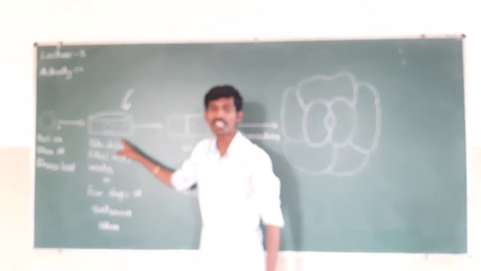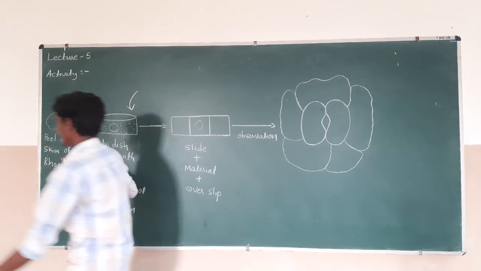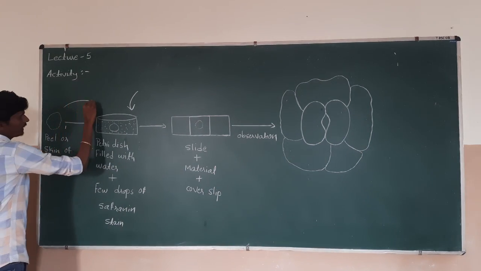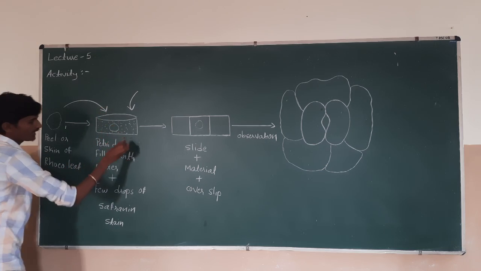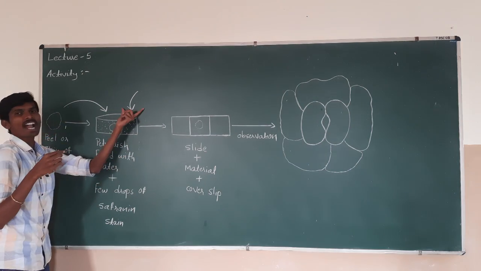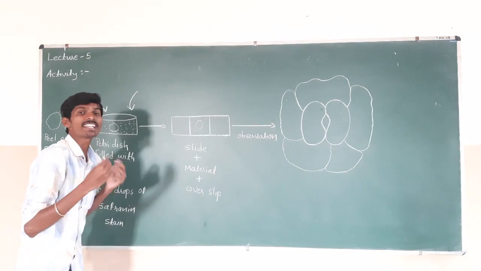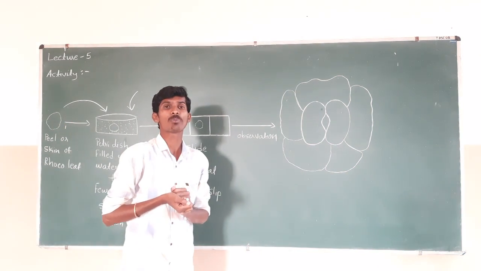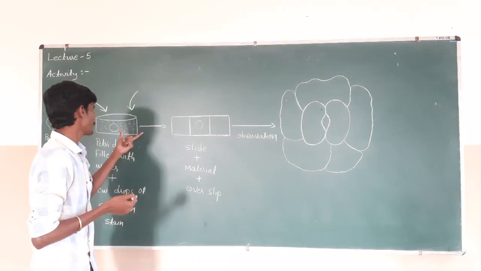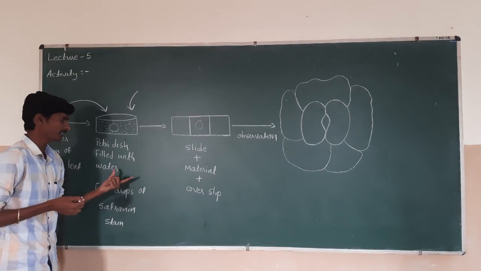This petri dish contains water. Add a few drops of safranin stain, and keep it for a couple of minutes for staining.